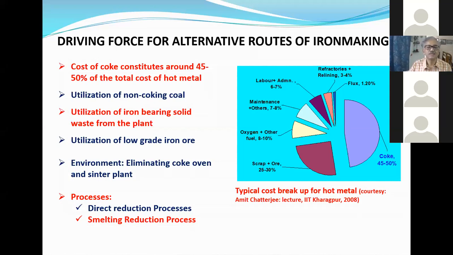That is the elimination of the coke oven and the sinter plant, because they pollute the atmosphere significantly. So we have to look for some process which is environmentally friendly, and where you can find some process integration. The blast furnace requires these ancillaries, coke oven and sinter plant, because of its very stringent raw material quality requirements. So these are the driving forces, and we have two major processes. One is the direct reduction process, the DR process, and the other is the smelting reduction process. Some of these processes are really very promising from the Indian point of view.